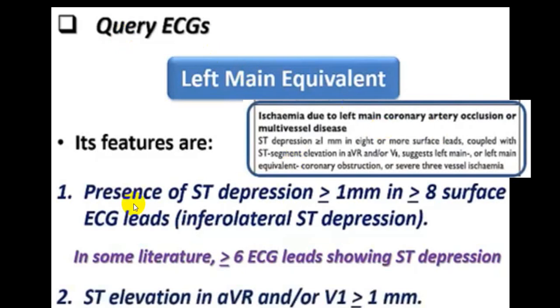There are certain criteria. They say that if there is an ST depression of more than 1 millimeter in 8 surface ECG leads, particularly inferolateral, that is L2, L3, AVF, lead 1, AVL, and V4, V5, V6. Those are 8 leads. It is straightforward in favor of left main equivalence. And you have got an ST elevation in AVR and V1, and AVR is taller than V1. Always suspect left main equivalent.